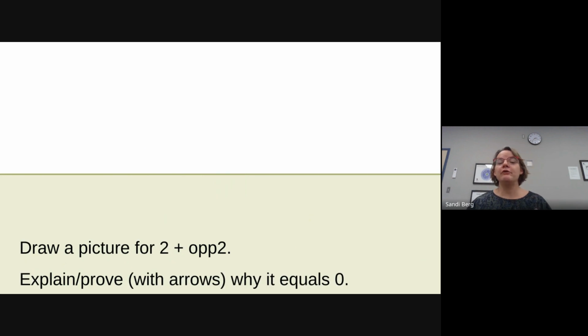So what I'd like you to do on your piece of paper or your whiteboard is to draw a picture that shows 2 plus opposite 2. And then when you've drawn 2 plus opposite 2, explain, or in this case, prove to me, use your arrows, why that equals 0.